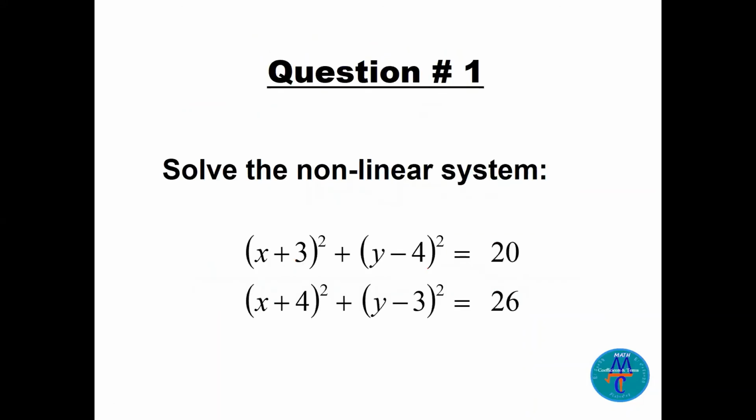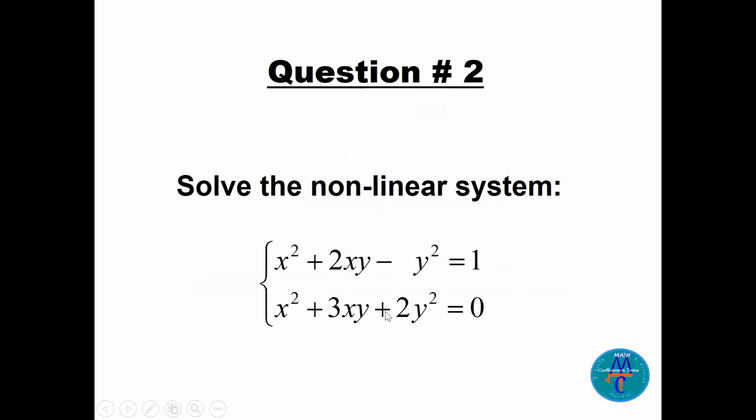Now, part 2 is another set of equations. Here we have the system (x plus 3) squared plus (y minus 4) squared is equal to 20, (x plus 4) squared plus (y minus 3) squared is equal to 26. Try to expand here the idea and then continue. Question number 2, we have x squared plus 2xy minus y squared is equal to 1, x squared plus 3xy plus 2y squared is equal to 0. We did similar, but this is a little tricky.